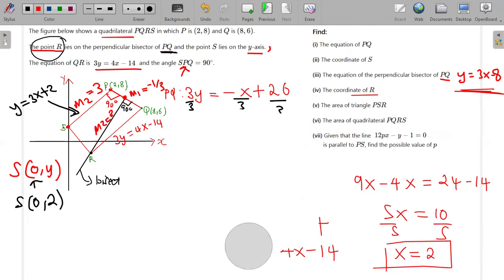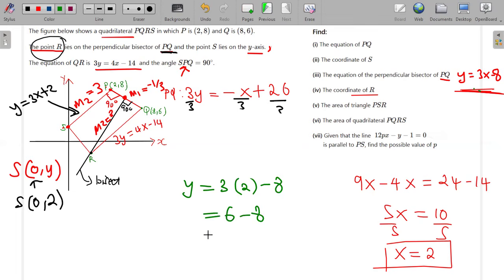What about the y? So the y, I just pick this equation here. So it will be y equals 3, x is 2, minus 8. So this will be 6 minus 8, which is just what? Minus 2. So the coordinates of R there are simply 2 comma minus 2. Okay, any questions there?